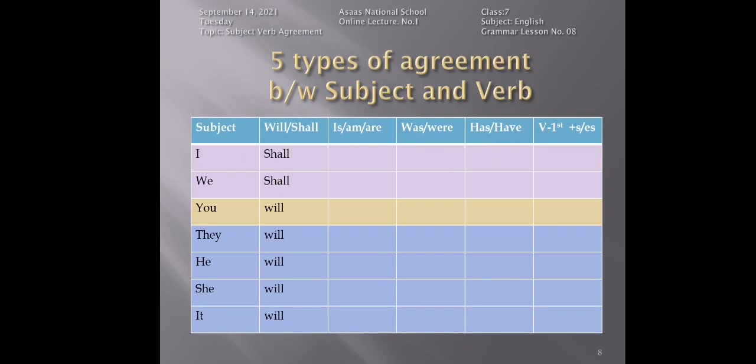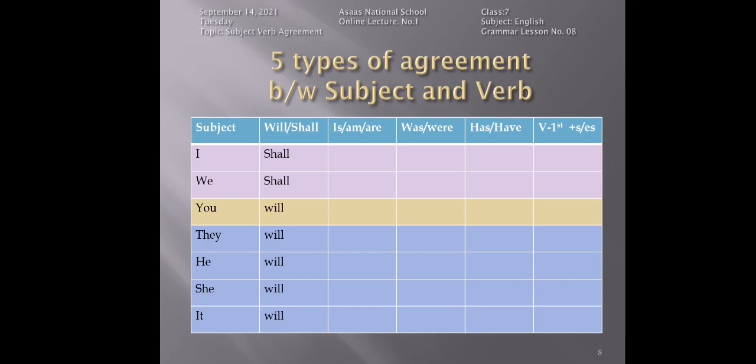Now you should draw this table in your register and check whether you are able to master it, or whether you have understood the formula of which verb agrees with the subject in person and in number. Here the persons I, we, you, they, he, she, it are given, and you have 5 types of verbs, will or shall. Remember students, we use shall for I and we. We use will for the rest of all the persons and the subject in number.